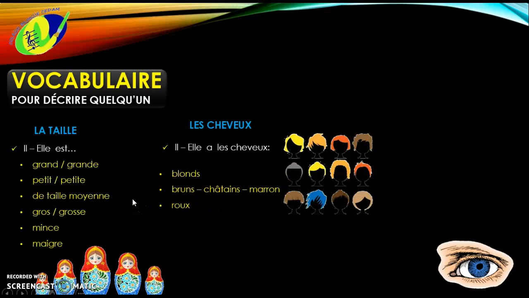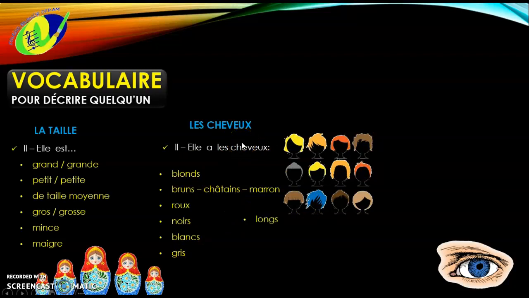Roux, that is red hair. Noir, that is black hair. Ou blanc, white hair. Ou gris, gray hair. So you can say, il a les cheveux châtains, for example. Or elle a les cheveux châtains. Ou il a les cheveux noirs. Or elle a les cheveux blancs. Okay, that depends on the hair color.